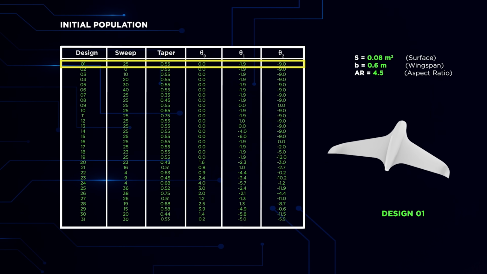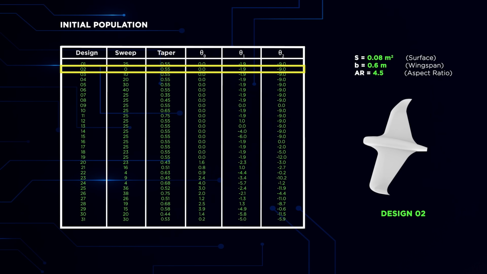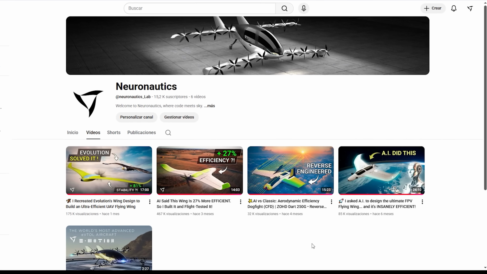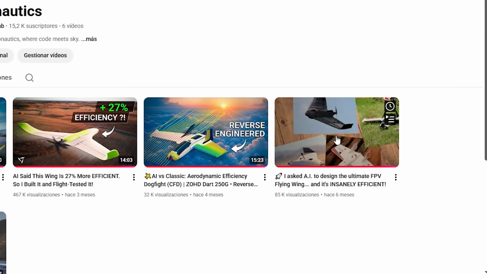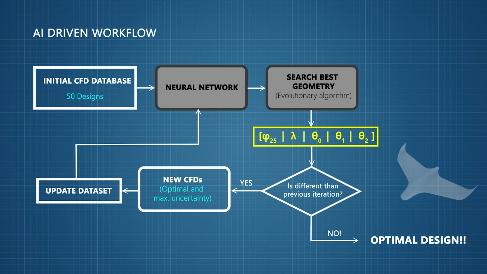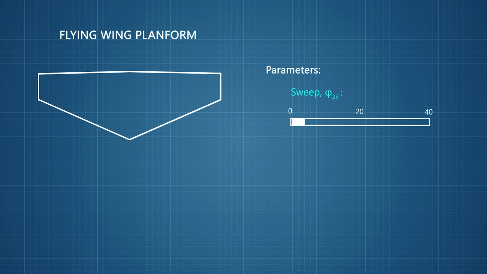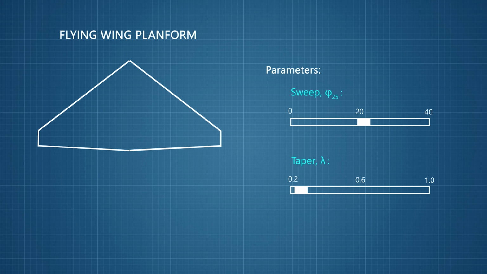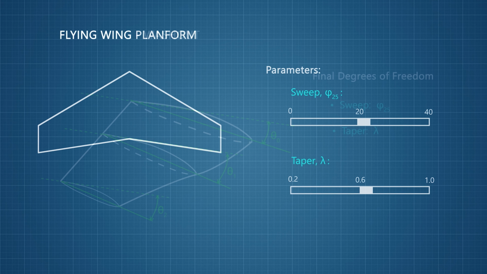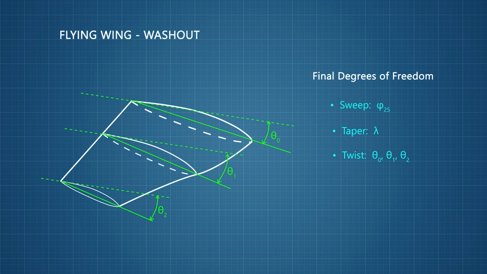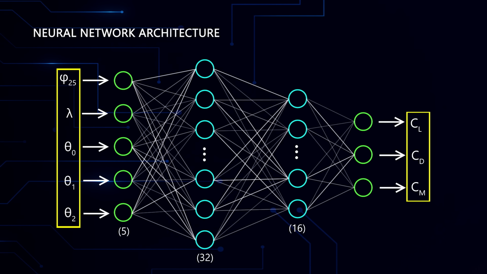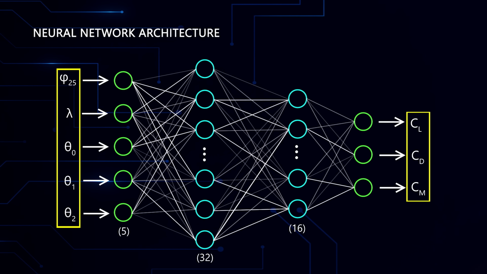Using AI to optimize and search for the ideal flying wing is not new to the channel. If you haven't seen it already, some months ago I uploaded a video in which I tried to discover the ideal ultimate FPV flying platform. But back then the search was heavily limited. I only allowed a very simple trapezoidal wing planform with just 5 design variables including twist.